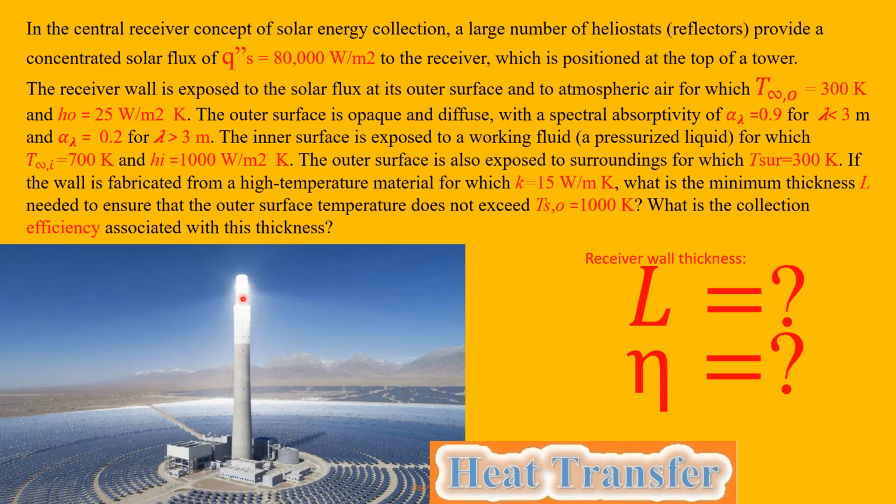This area is called the receiver, and this gets heated like crazy, super high temperatures, and this heat gets transferred down here, and then we have a Rankine cycle, and it helps us generate electricity. Okay, so this receiver is the part that we're going to be working on in this problem. Pause the video, read the problem, and let's get started.